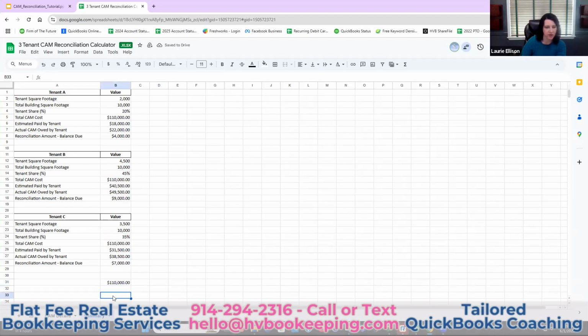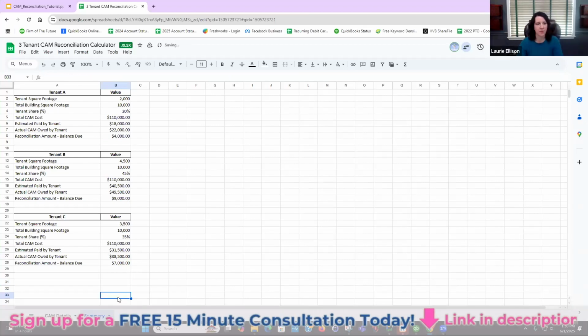And then the next thing you could do, that's billed, so you know you did your 110. Then if you do estimated plus what you're going to charge them, this should also equal 110. Voila. So then you would just write out a letter. For tenant A, you would say, hi, we billed you, you paid 18,000. We have finished the CAM reconciliation and your proportionate share was 22,000, thus ending in a balance of 4,000.